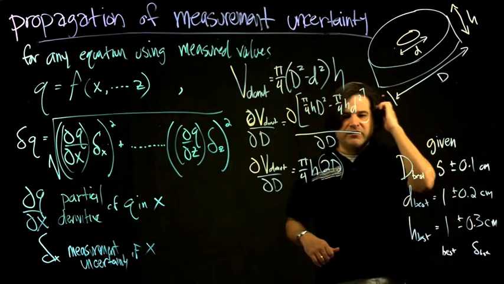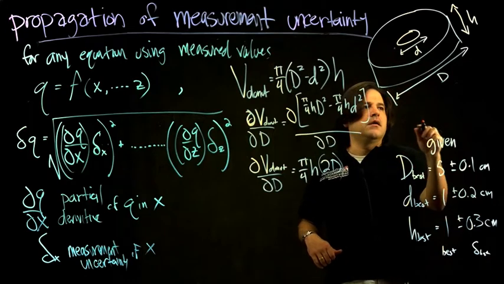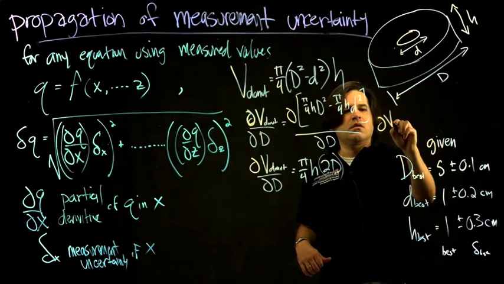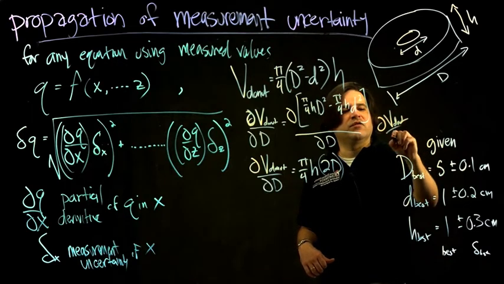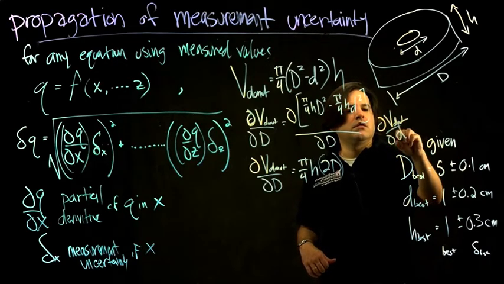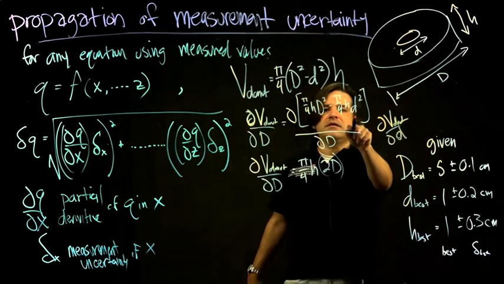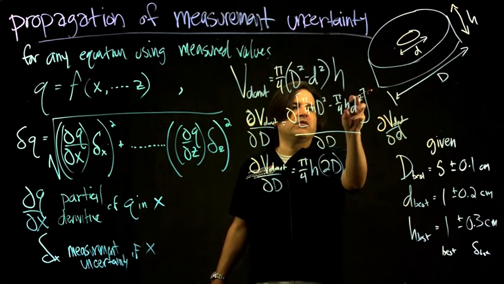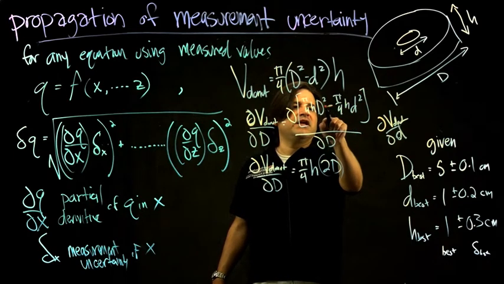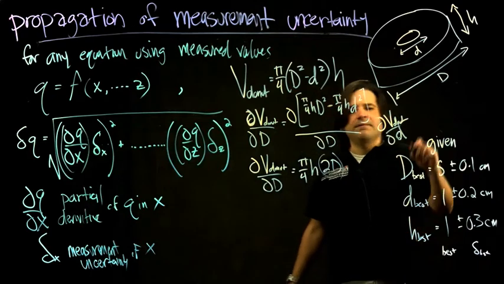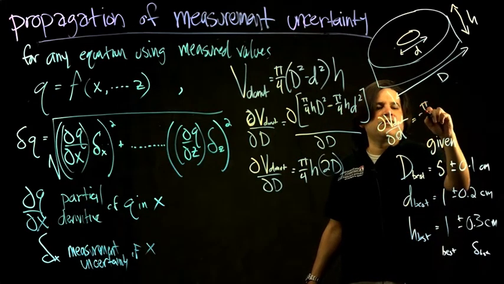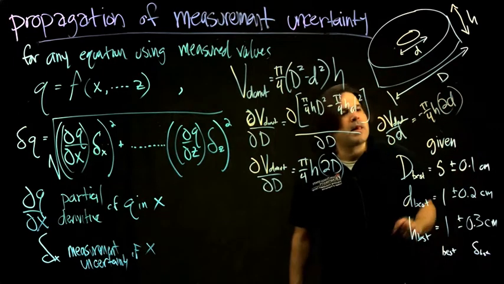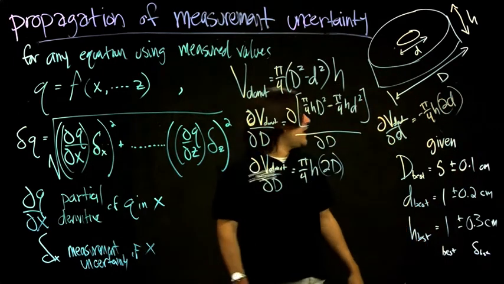The partial derivative of the donut expression for little d is similar. The only difference is that if this is little d now, this is the constant. This we have to do a derivative on. The difference is here there's a negative. So that's going to be negative pi over 4 h times 2 little d. That's the partial derivative of that.